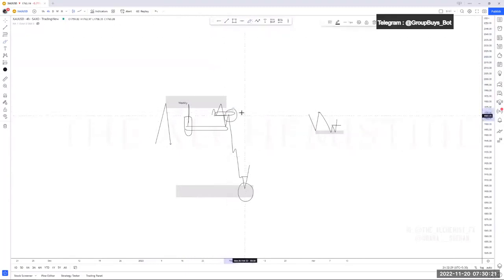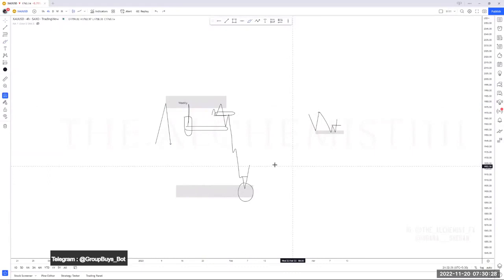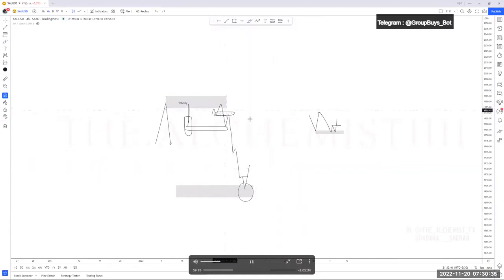But if you do this, you can't get the tops and the bottoms. That's perfectly fine, because it's not about the sniper entries. It's about the high probability trades. It's about how much your win rate is. If you do this, it will increase your win rate a lot. So that's about the storyline.